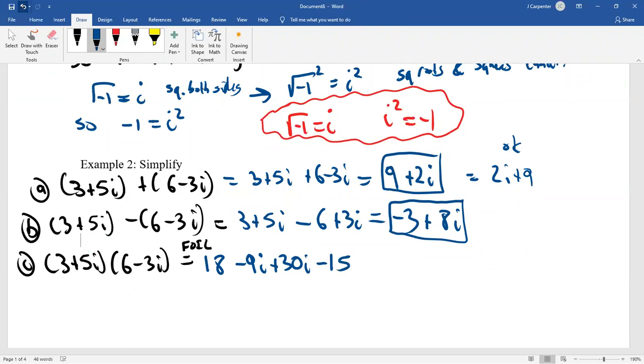But the i times the i is not i, it's i squared. This is where people make other simple mistakes. i times i is i squared.